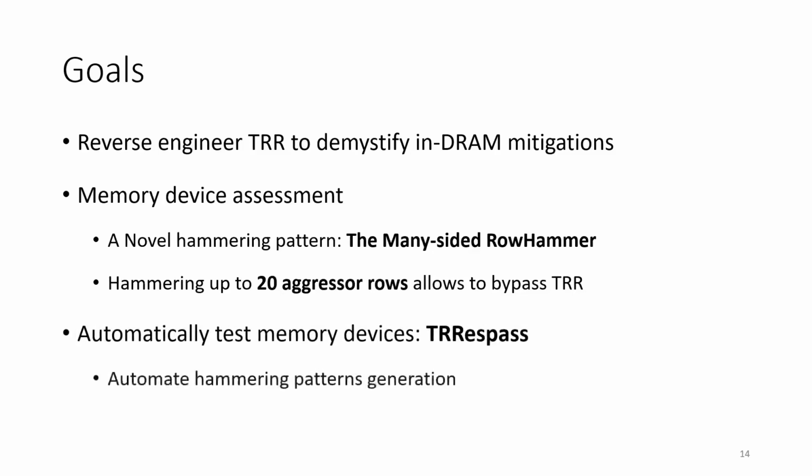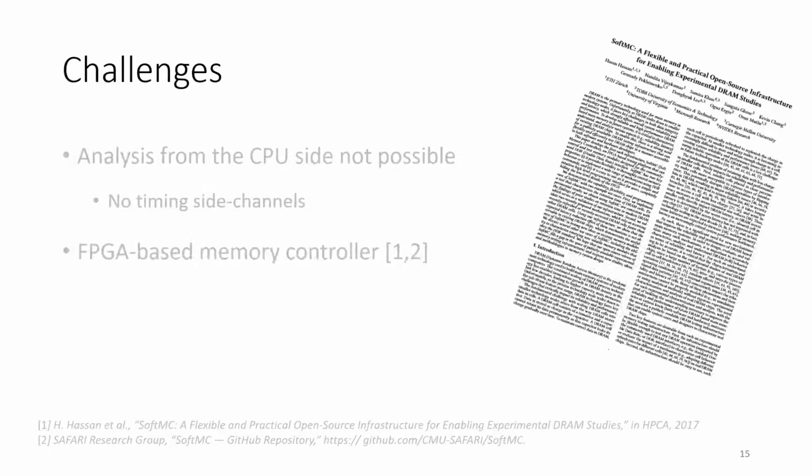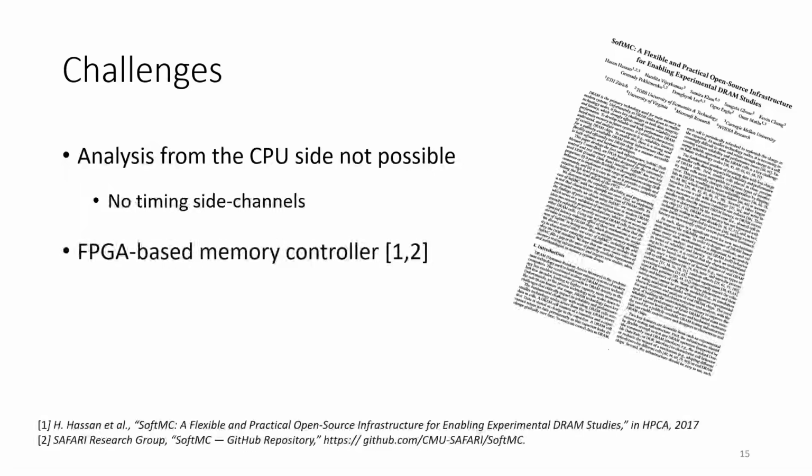generate hammering patterns. Reverse engineering poses some challenges. Since the DRAM is synchronous and the mitigation is designed directly inside the circuitry, analysis from the CPU side is not feasible anymore, basically because we are missing side channels. For two reasons, we used the softMC infrastructure, providing us with an FPGA-based memory controller. The main advantage of using softMC is that we have full control on the DRAM commands the memory controller issues. For example, we can completely disable refresh operations.